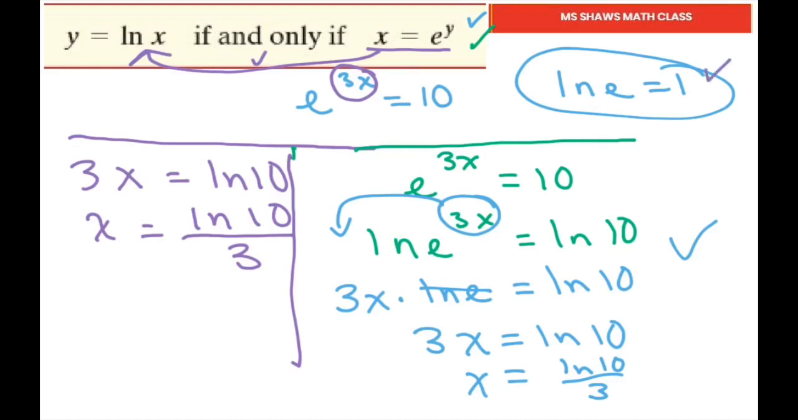And you definitely need to know that ln of e equals 1. You should also know that ln of 1 equals 0, because e to the 0 equals 1. All right, so that's it for that one.